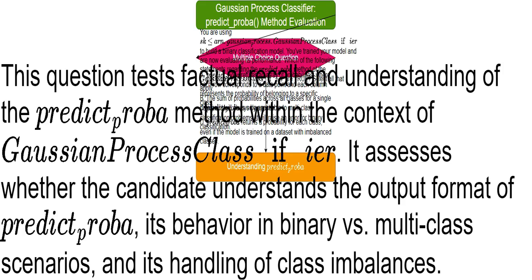I am testing your understanding of the method. This explains the goal of the question. I want to know if you really grasp how the method behaves. I'm checking that you understand its output, how it handles binary versus multi-class problems, and how it deals with situations where the training data has unequal representation of each class.